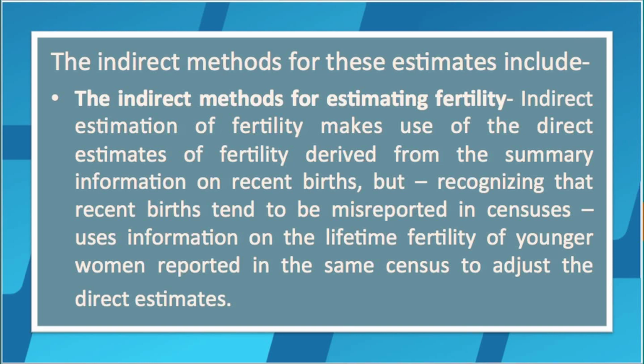The indirect methods for these estimates include the indirect methods for estimating fertility rates. This indirect estimation of fertility makes use of the direct estimates of fertility derived from the summary information on the recent births, but recognizing that recent births tend to be misreported in censuses. It uses information on the lifetime fertility of younger women reported in the same census to adjust the direct estimates.